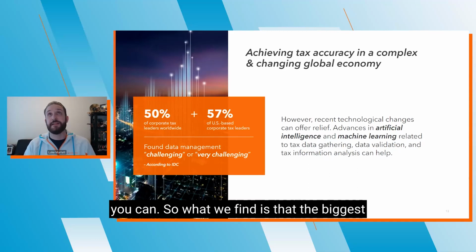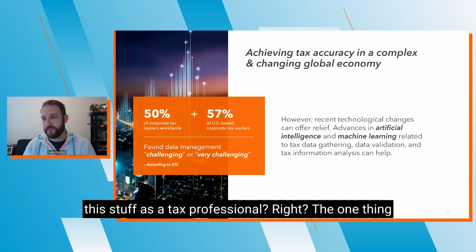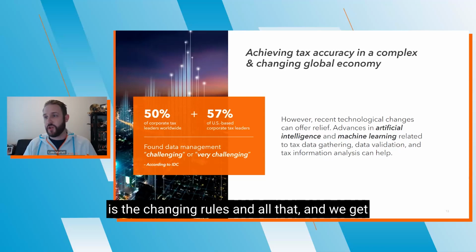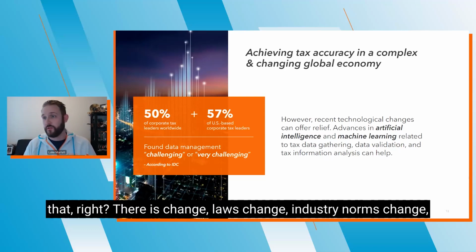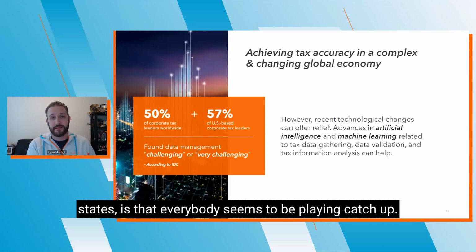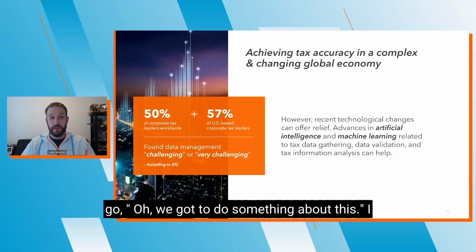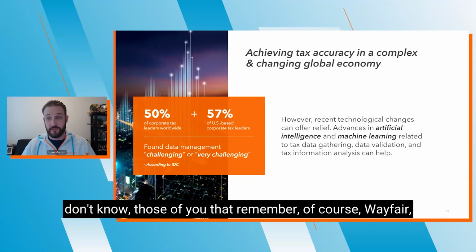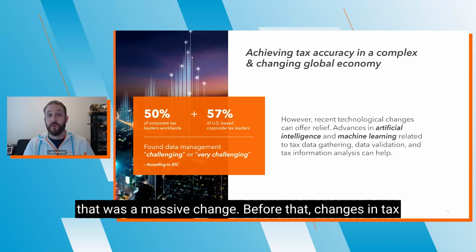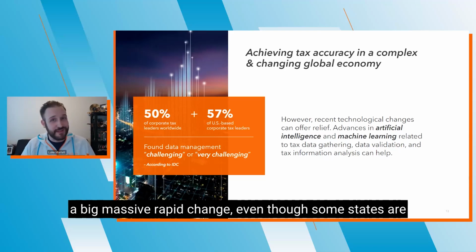So what we find is that the biggest challenge tends to be, how do I even know this information is right? How do I stay on top of this stuff as a tax professional, right? The one thing is the changing rules and all that, and we get that. There is change: laws change, industry norms change, technology changes. But the problem we have here, especially in the States, is that everybody seems to be playing catch up. And then you'll get a rapid change. You'll get a whole bunch of change all at once because everybody will go, oh, we've got to do something about this. Those of you that remember Wayfair, that was a massive change. Before that, changes in tax law around SaaS and things like that were kind of a big, massive, rapid change, even though some states are still playing catch up there.